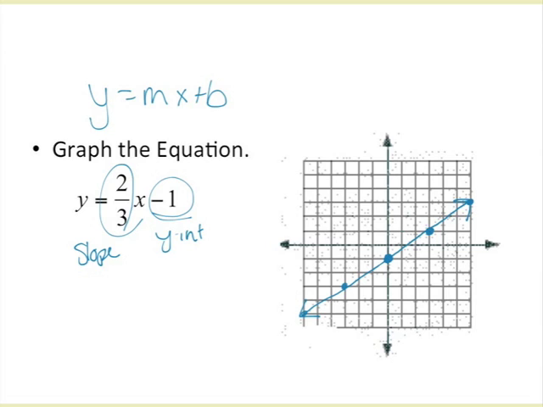Do we only need 2 though? You only need 2 points, yeah. Questions on slope-intercept?